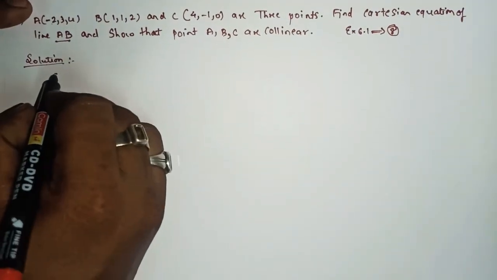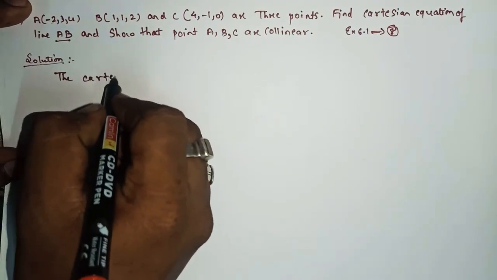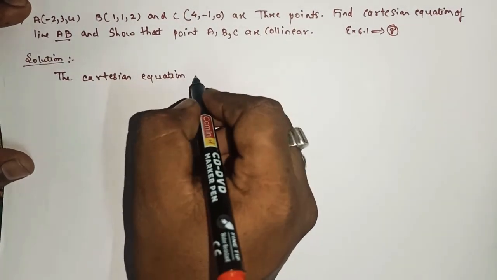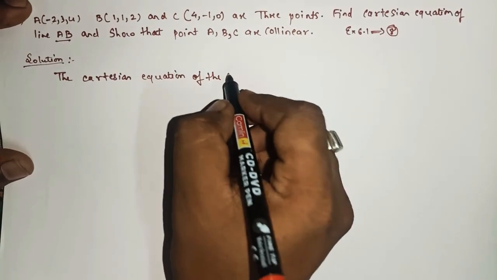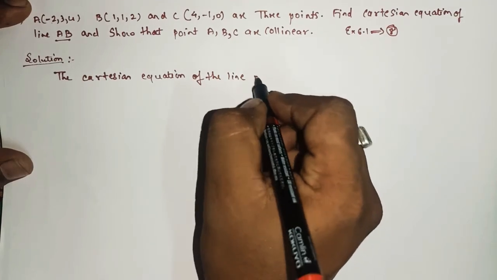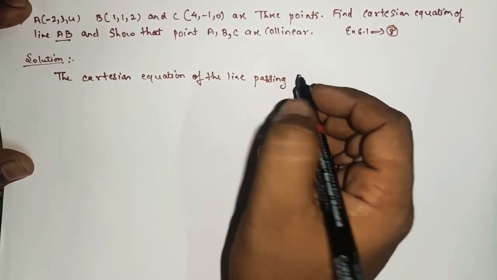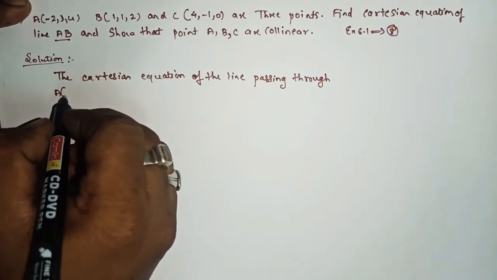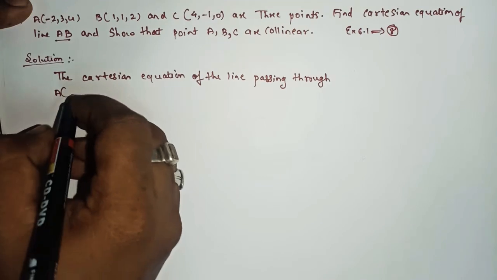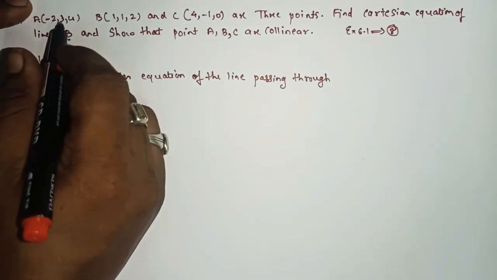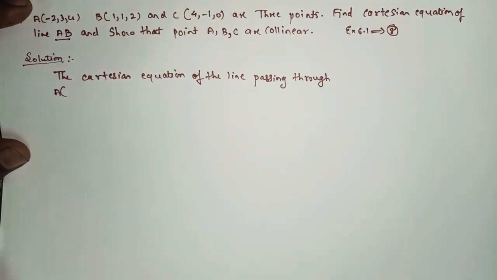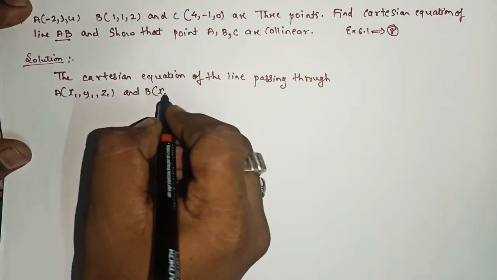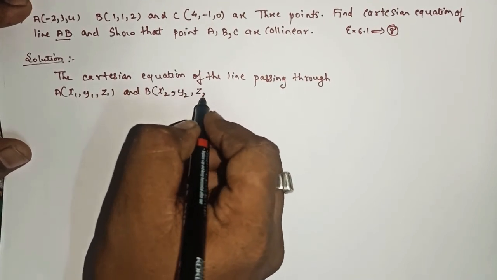First, the Cartesian equation of the line passing through A. So we'll consider A as x1, y1 and z1, and B as x2, y2 and z2.